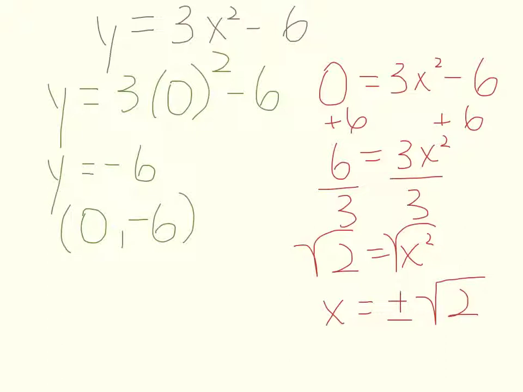Now it's plus or minus because x was squared, so we don't know if x was negative or positive. Therefore, we put plus or minus to cover all our bases. Using intercepts, we can plot a much more accurate graph instead of what we would be doing with just plotting a graph by hand.